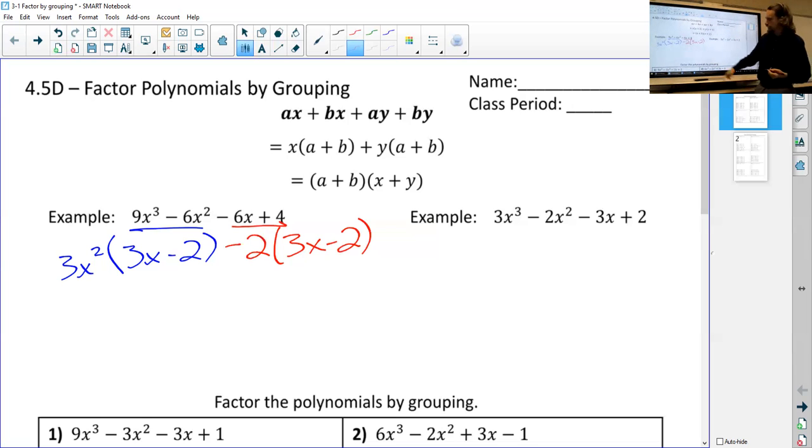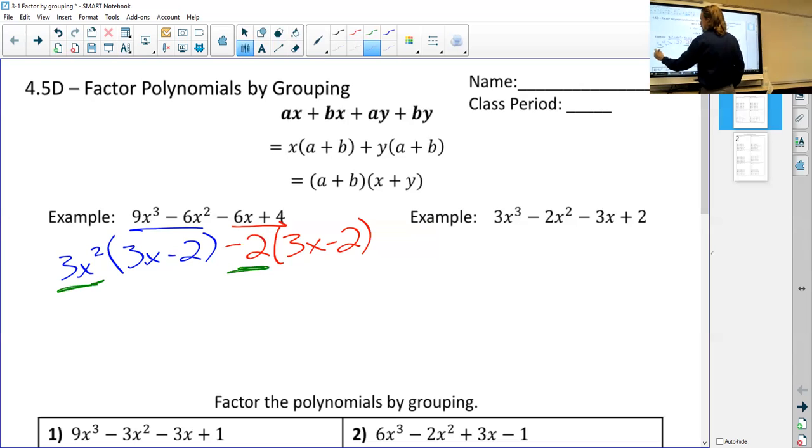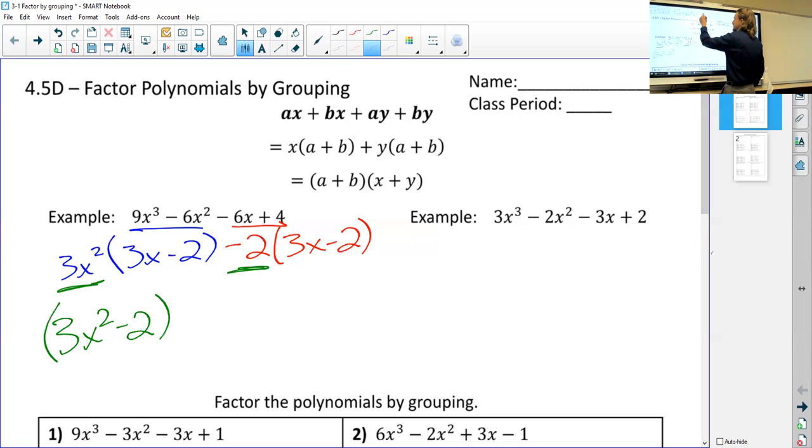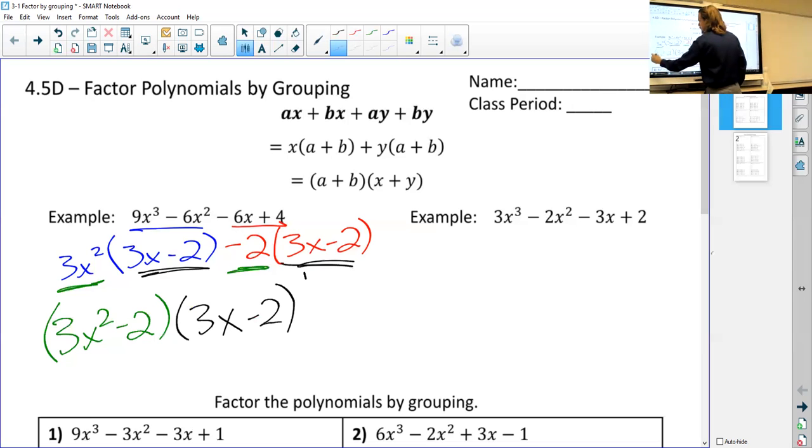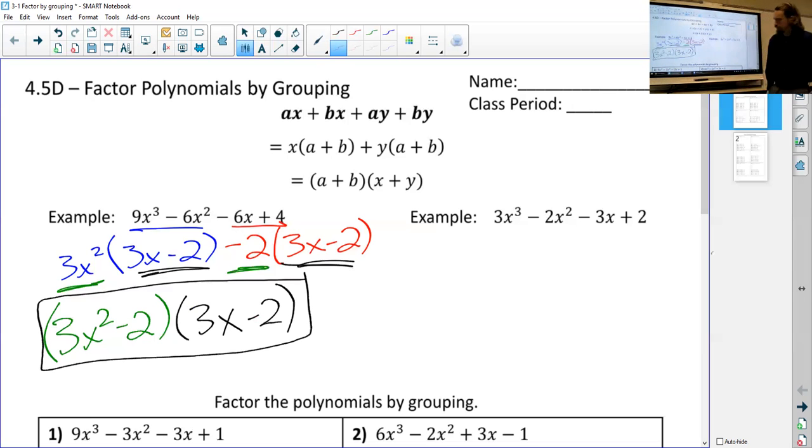And then again, we can check it. Negative 2 times 3x is negative 6x. Negative 2 times negative 2 is positive 4. All right? Very last thing, all we've got to do is take what's outside the parentheses and put those together on the left-hand side. We can put that in parentheses. And then we're going to take our common factor, our common leftover, 3x minus 2, put it on the right, and then that becomes our answer.